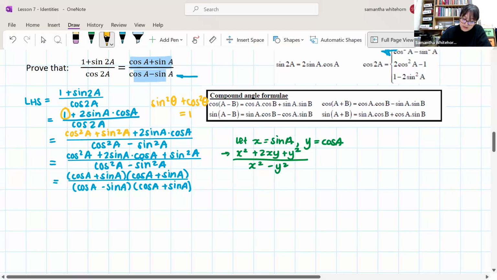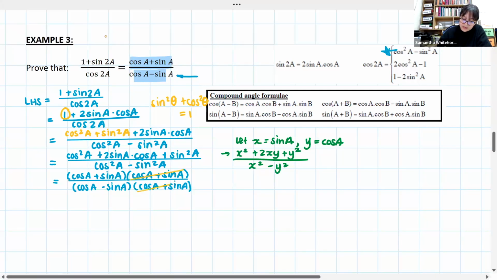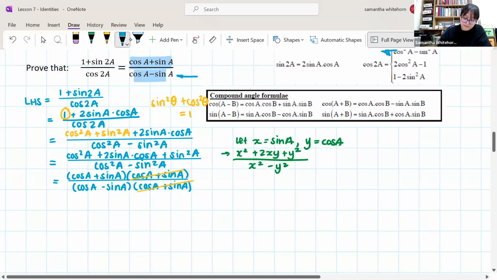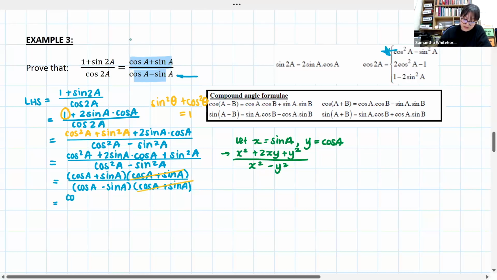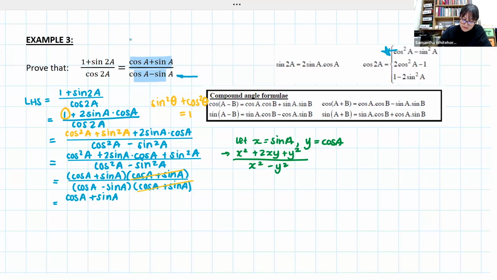Okay, so what we see is that a cos plus sine a and a cos plus sine a divide away, they cancel out. And so what we are left with is cos a plus sine a over cos a minus sine a. And if you have a look at your right-hand side, that's exactly the same. My left-hand side is equal to my right-hand side.